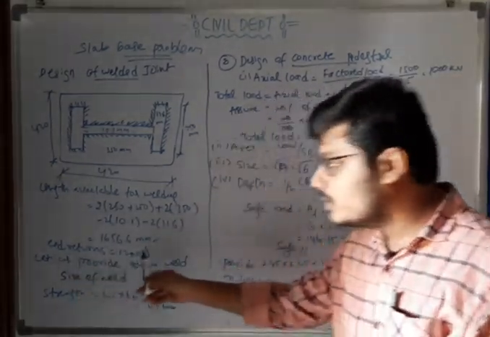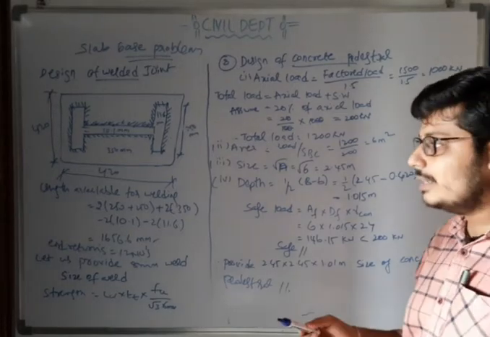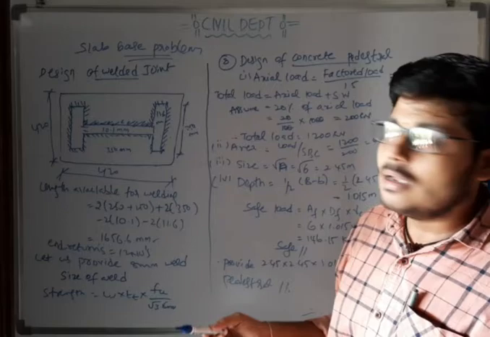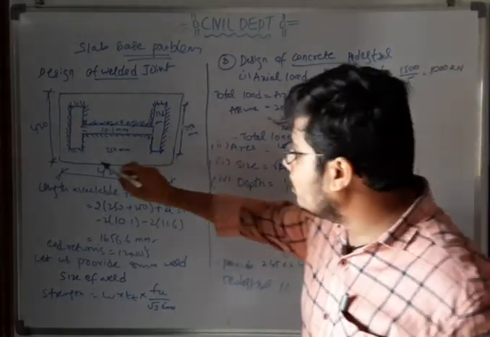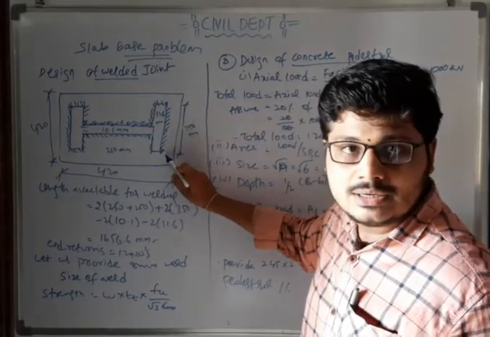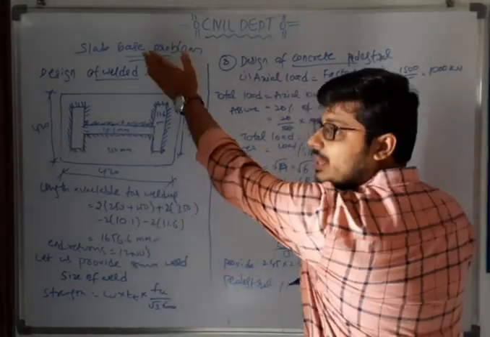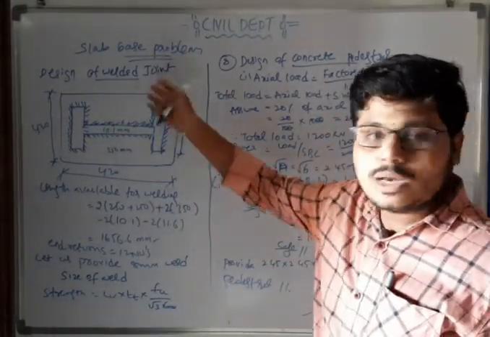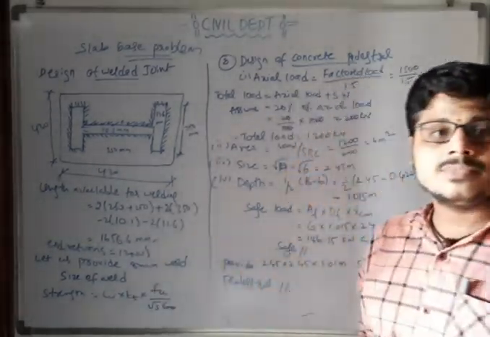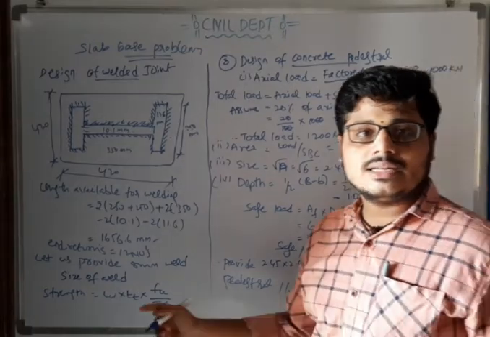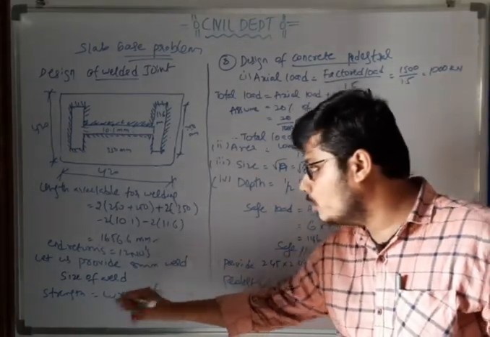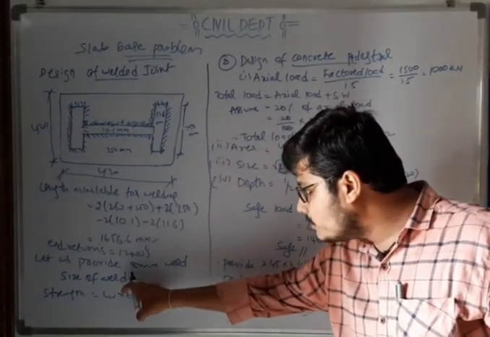Next, end returns. We calculated the end returns in the first chapter. End returns is nothing but how many ends are there for welding. So 1, 2, 3, 4, 5, 6. This side 6, that side 6, total 12 numbers. We take some size of weld, from 3 to 10 mm: 3, 5, 6, 8, 10 mm. So I am providing an 8 mm size of weld.